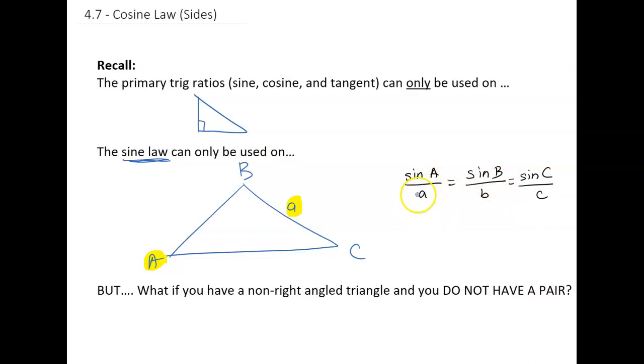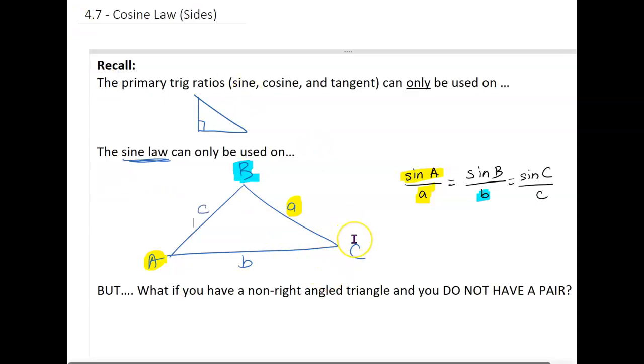And so remember, we need at least one pairing in order to use it. And then you just need one other side or angle. So if you had the side B, then you can solve for the angle B. Okay, so then we can solve for that. Or vice versa. If we had the angle B, then we would have to solve for the side length of B. And the same goes with the other pairing of side C or the angle C.